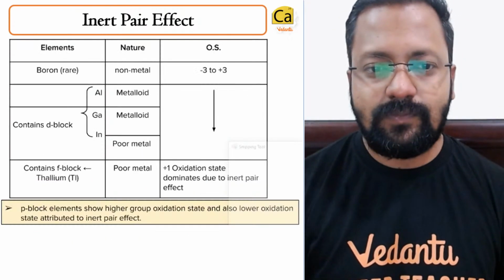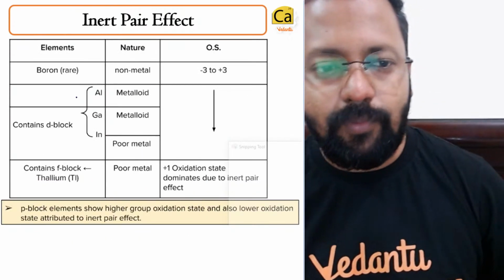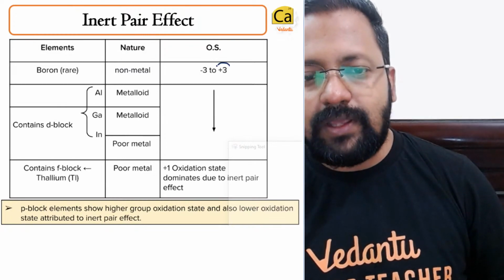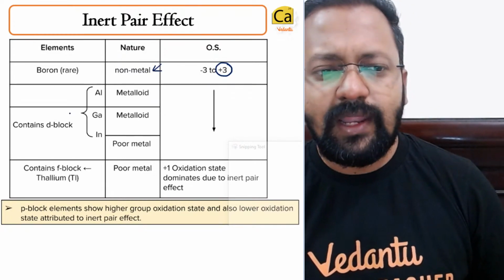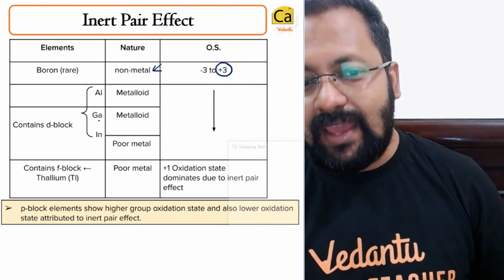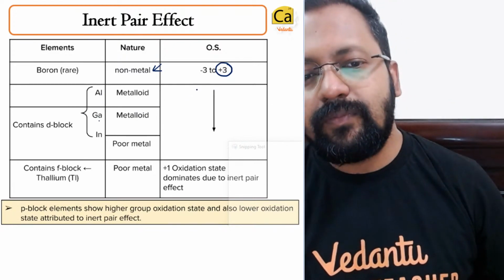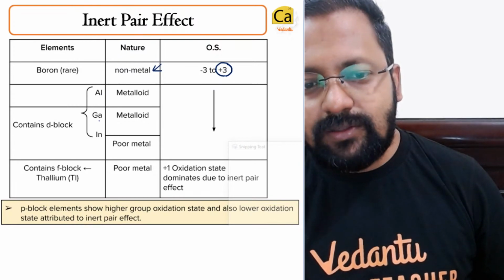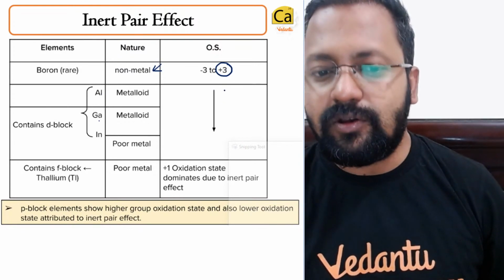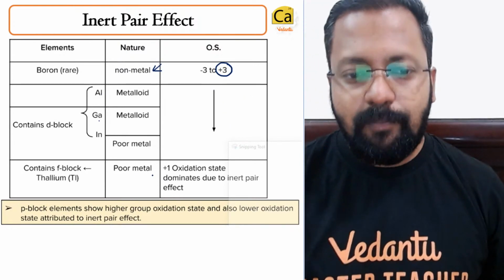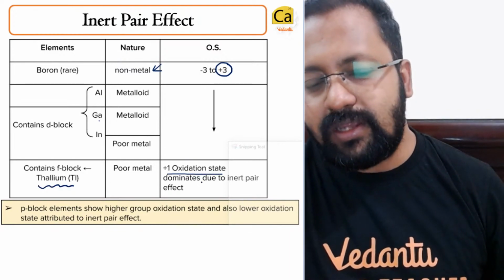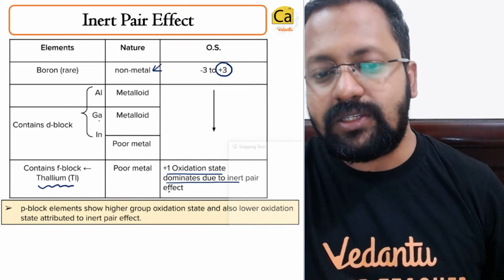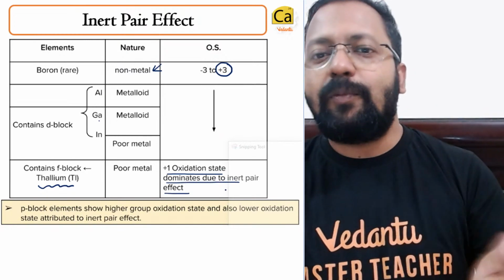So if you look at boron, plus 3 oxidation state is most stable. It is a non-metal. Aluminium and gallium behave as metalloid, and the stability of the plus 3 oxidation state decreases. Thallium's plus 1 oxidation state dominates due to inert pair effect.